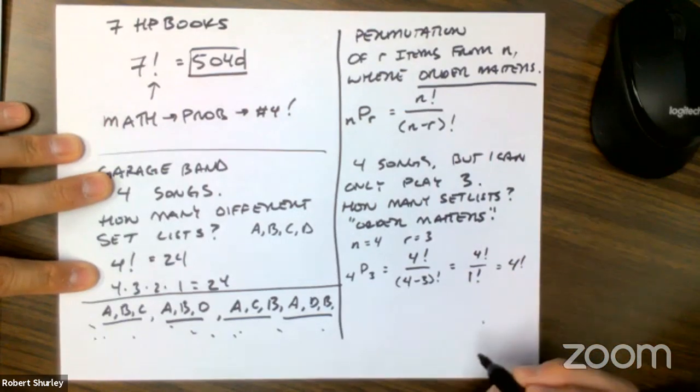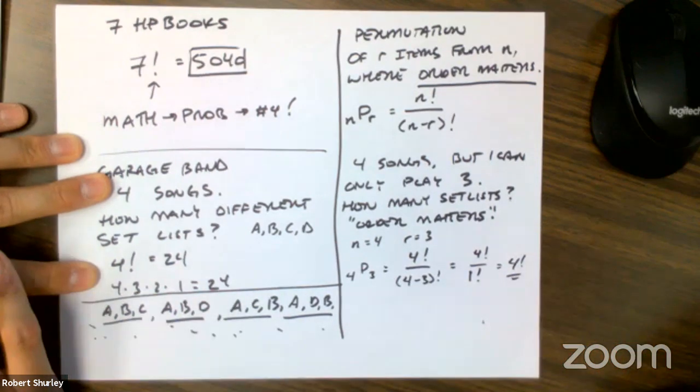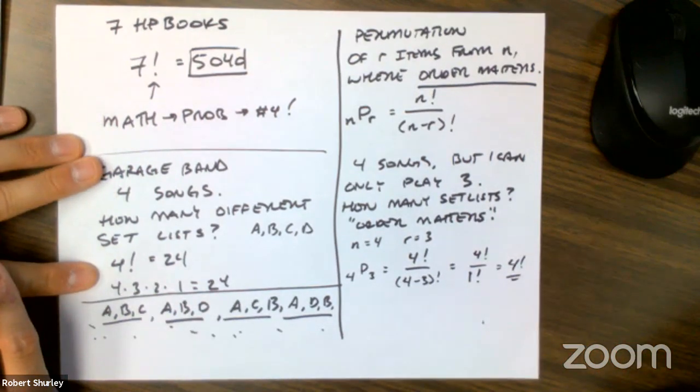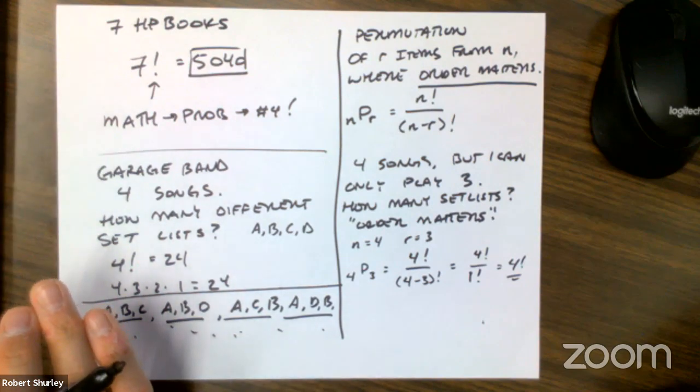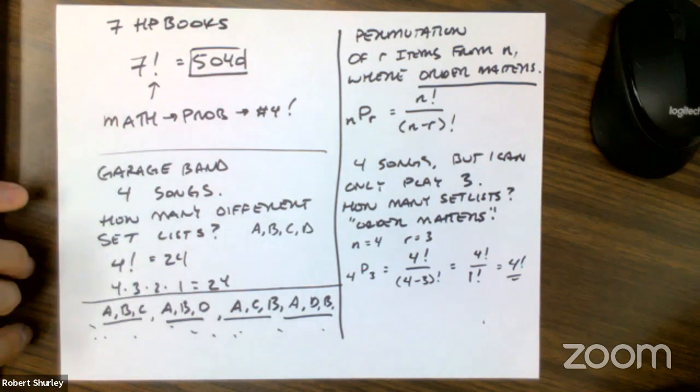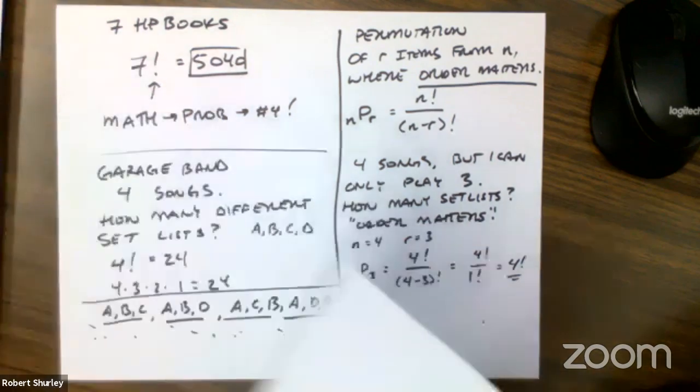Oh, horrible example, Robert. That's what happens when I make something up on the fly. It still winds up being 4 factorial. Let's do one that isn't like that, so I can show you a better example of it.